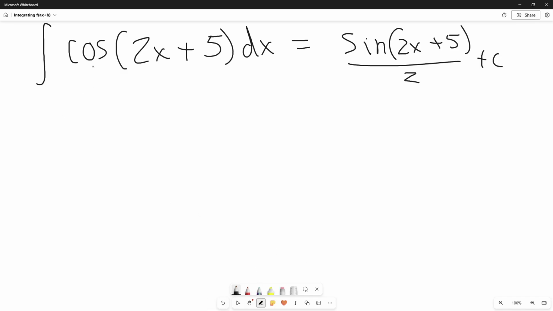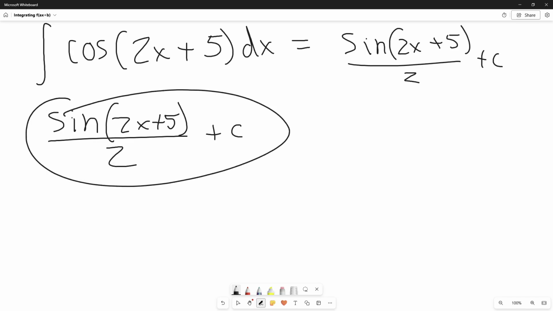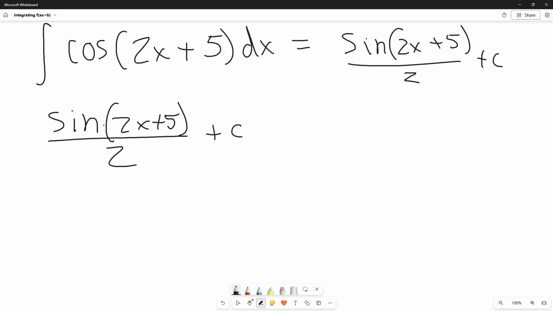So integrate this, treating this like x. So sine 2x plus 5 plus c, and then you divide the whole thing by 2, or you don't divide c by 2, but you divide this by 2, because that's our a plus c. And as you can see, our answers match, and yeah, that's our right answer.